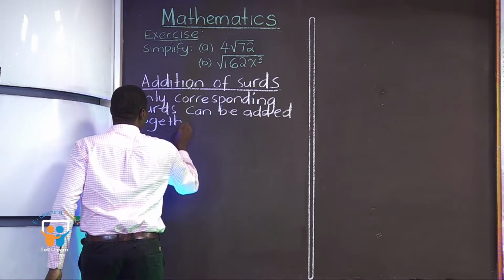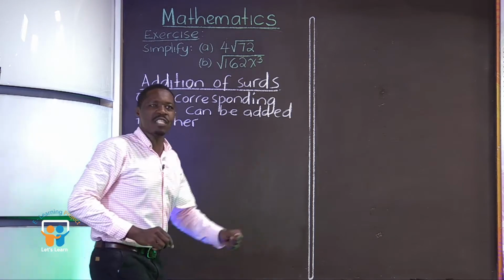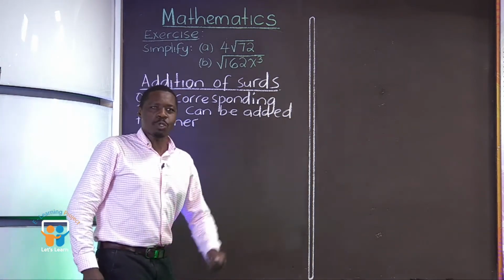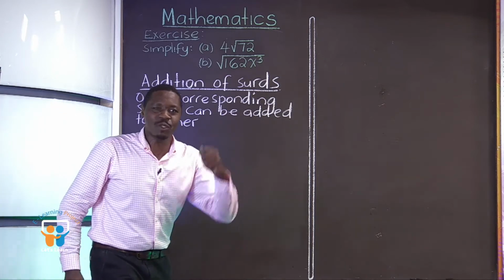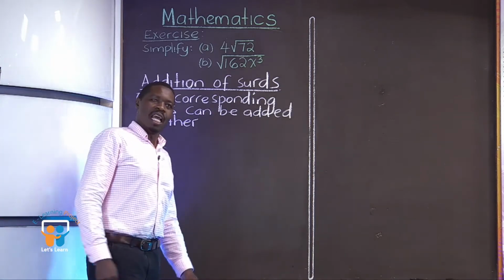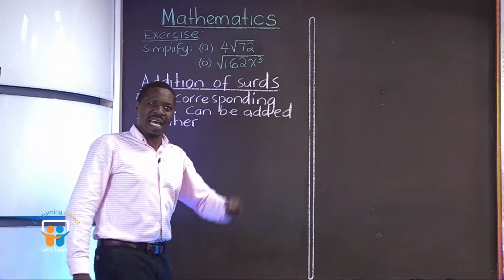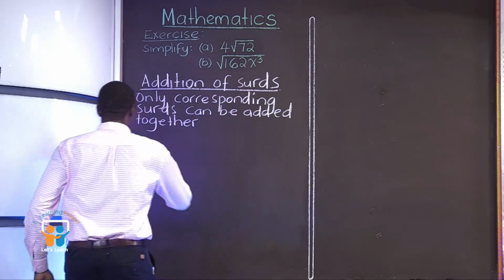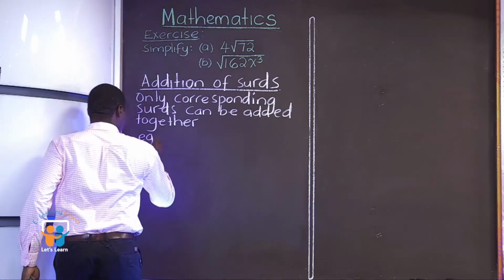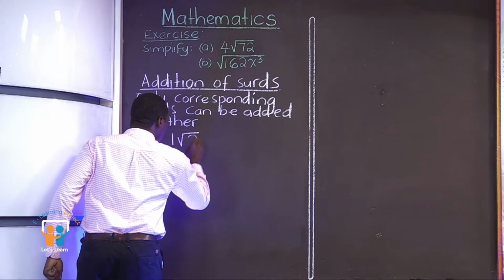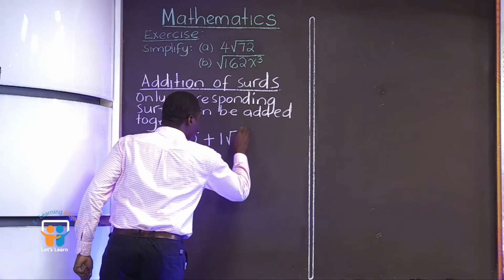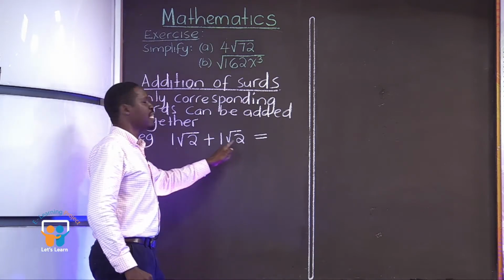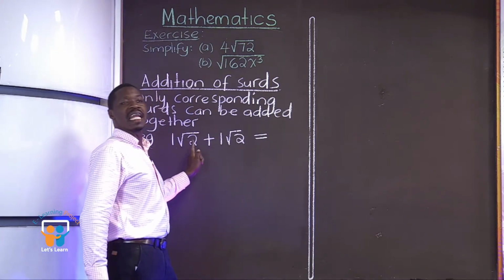What do I mean by corresponding surds? I'm looking at surds which are having the same radicand. Surds which are having the same number under the square root sign. When I say 1 root 2 plus another 1 root 2, I get 2 root 2s. Mr. Examiner, I've already given you the first example. These surds are having the same number under the square root sign. They are having the same radicand.